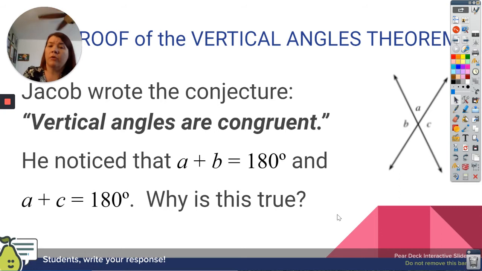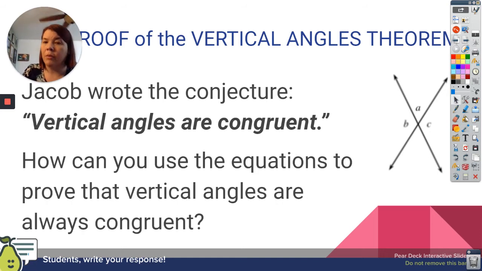Jacob wrote the conjecture: vertical angles are congruent. He noticed that A plus B equals 180 and A plus C equals 180. Why is this true? It's true because they're linear pairs, and we're going to use that to move forward and see what we can do with that. So how can we prove vertical angles are always congruent?